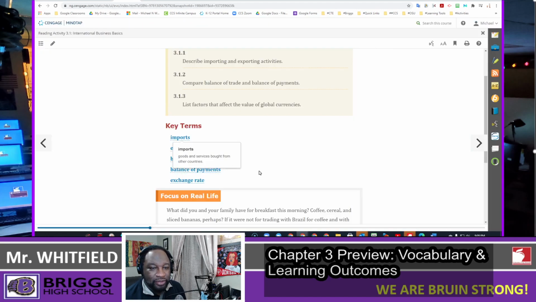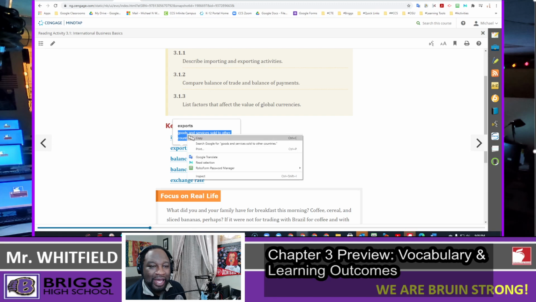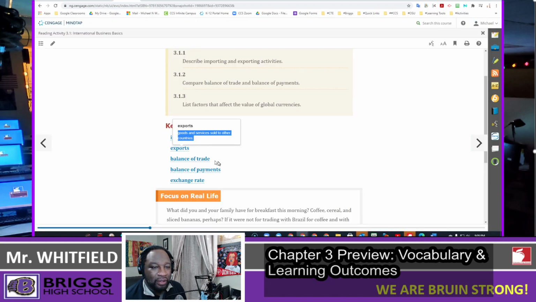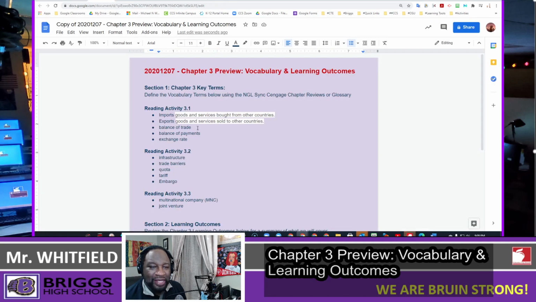Exports. Let's try exports. Exports, goods and services sold to other countries. Copy and paste it. Balance of trade. Let's get that one. The difference between a country's total exports and total imports. Copy and paste.